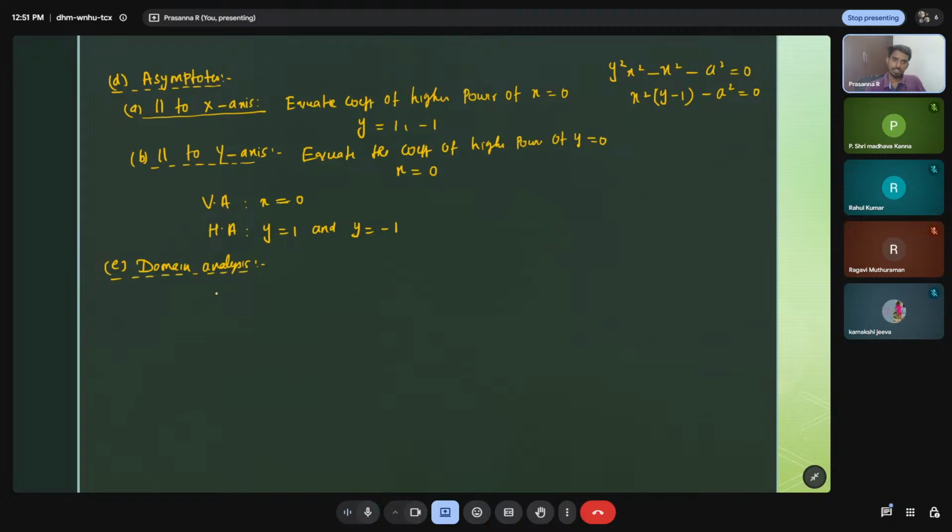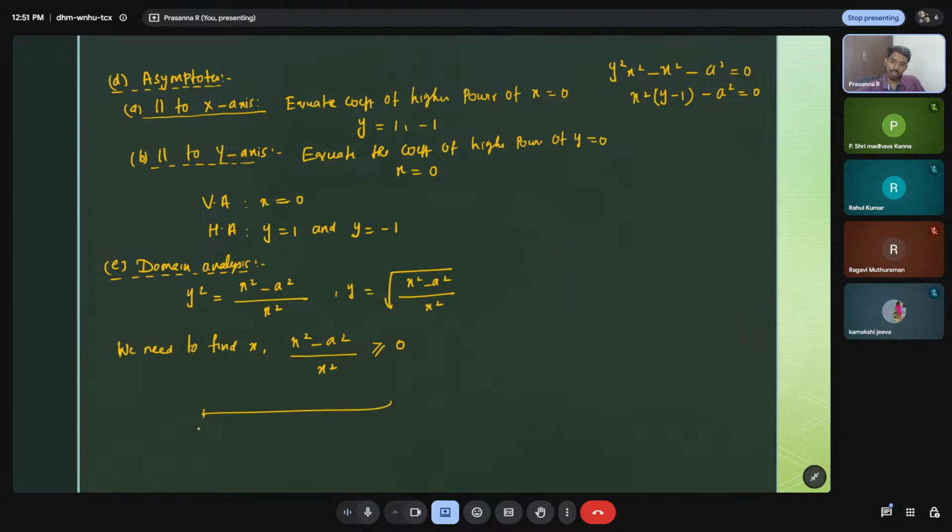So what is our function actually? y square is equal to x square minus a square divided by x square, right? So y is equal to root of x square minus a square by x square. We need to find all x such that x square minus a square by x square is greater than or equal to 0. Now again you apply the wavy curve. Numerator zeros are plus or minus a. Denominator zero is 0.